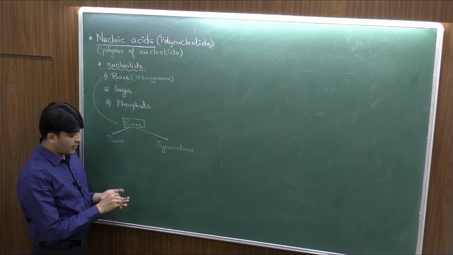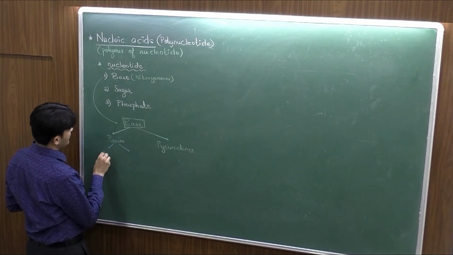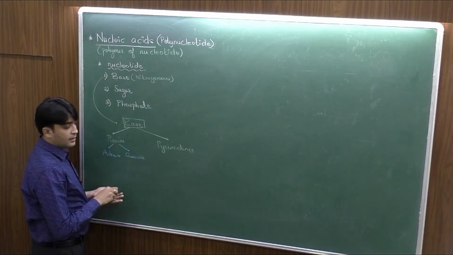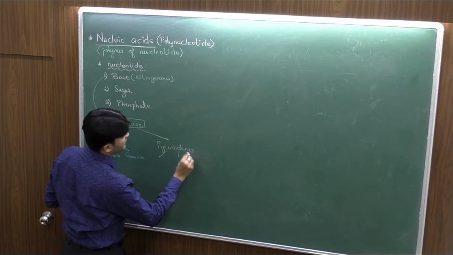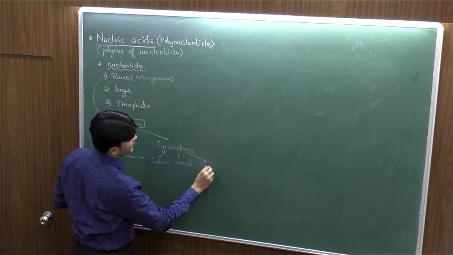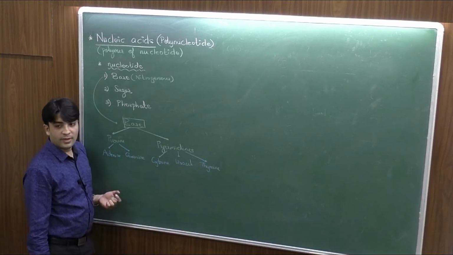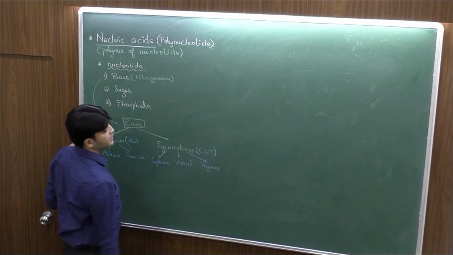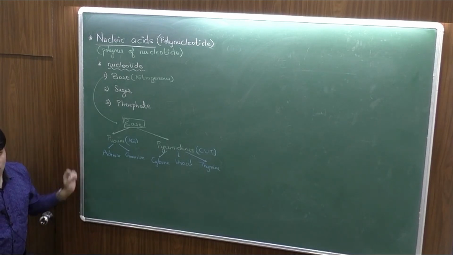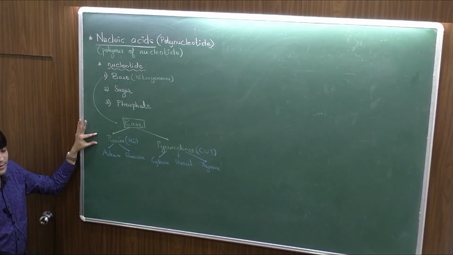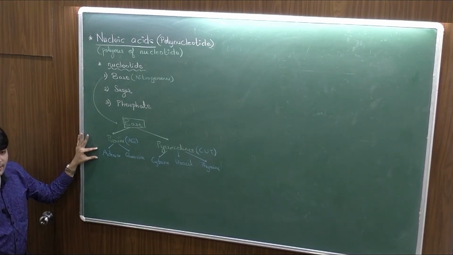Purines and pyrimidines. Now in purines we have two bases, that is adenine and guanine. And in pyrimidines we have three bases, which is cytosine, uracil and thymine. Okay, so purines can be remembered as AG and pyrimidines can be remembered as CUT, referring to cytosine, uracil and thymine. So first part, a nucleotide is made up of a nitrogenous base, and these nitrogenous bases are classified into purines and pyrimidines, and purines have two bases, adenine and guanine, and pyrimidines have cytosine, uracil and thymine.